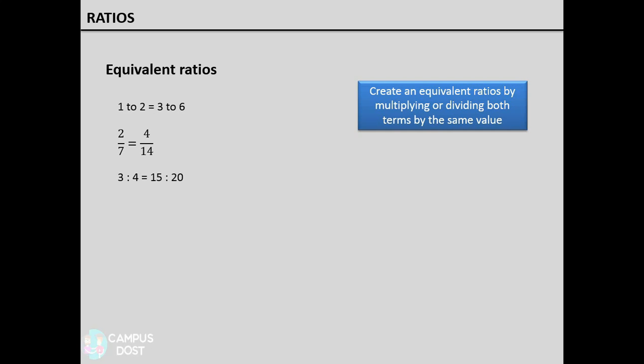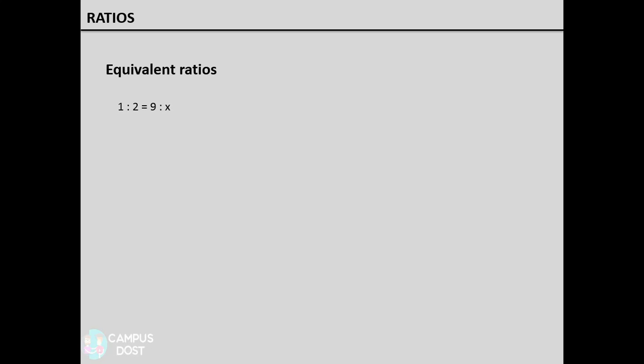Now, a common question type related to equivalent ratios is one where we are told that two ratios are equal and we need to solve for some unknown value. To solve this type of question, we first rewrite the equivalent ratio using fraction notation and then we apply the following rule. So, when we apply this rule and we cross multiply, we get the following equation. And when we simplify the right hand side, we get x equals 18. So, the ratio 1 to 2 is equal to the ratio 9 to 18.